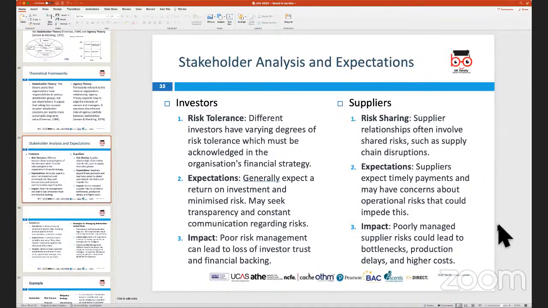Similarly, if you're a supplier, you would be looking at risk sharing, expectation, and impact. So how often do you ensure that your risk assessments are done in order to ensure that there are no disruptions in the supply chain? What are your suppliers' expectations, and how do you deal with your suppliers in terms of payouts or payments, essentially to ensure that their business activities are also viable, and they are continuing to work and support your supply chain from a point of view of ensuring the availability of raw material or goods or services that you buy from them.